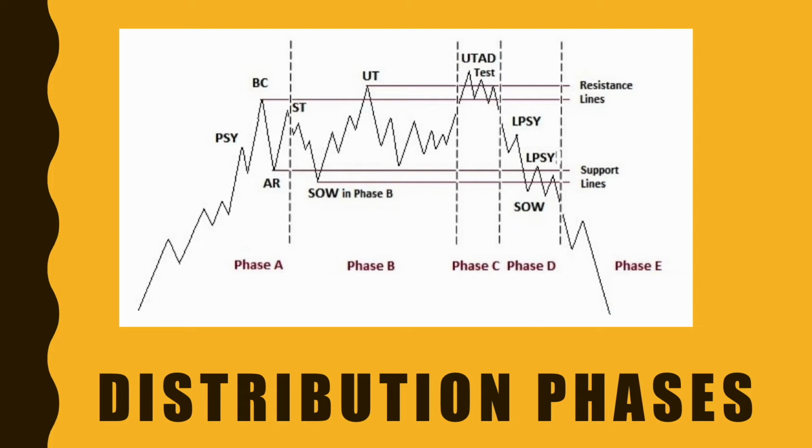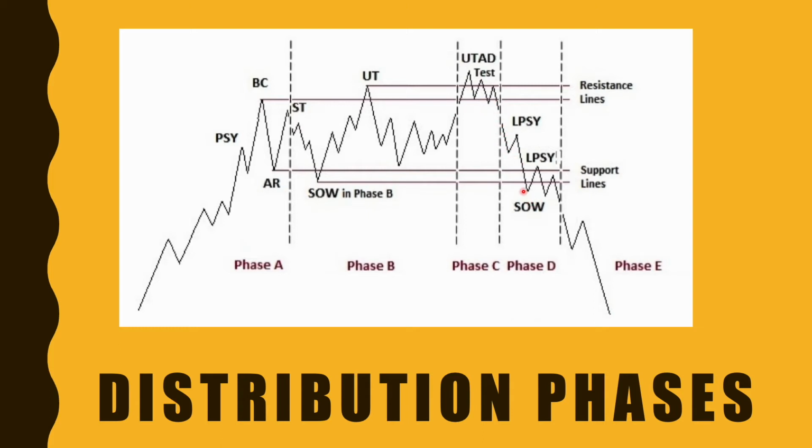And we have the same phases again. Phase A arrests the trend. Phase B is a sideways range. We build the cause. Phase C is a spring, but it's not a spring. We don't call this action a spring because it's distribution. We call it upthrust after distribution, UTAD. This is a spring, but it initiates the downtrend.